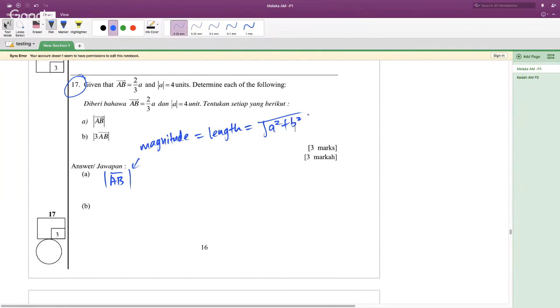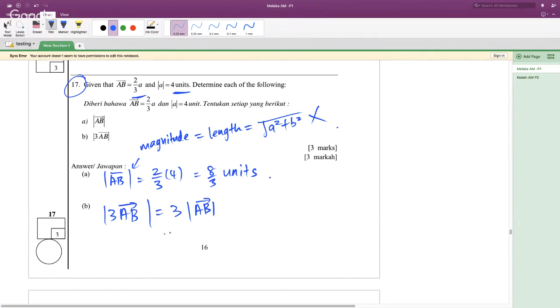But in this case, because AB is just one direction, we do not need to use Pythagoras. So this is 2 over 3, and the question tells me the magnitude of A is 4. So I just multiply by 4, and I get 8 over 3 units. That's all, just substitute in there. Now 3AB basically equals 3 multiplied by AB, because it's the same thing. We know AB here is 8 over 3, so multiply by 8 over 3, and this equals 8 units. It's very easy, but if you don't understand this part, you might find it a bit difficult.